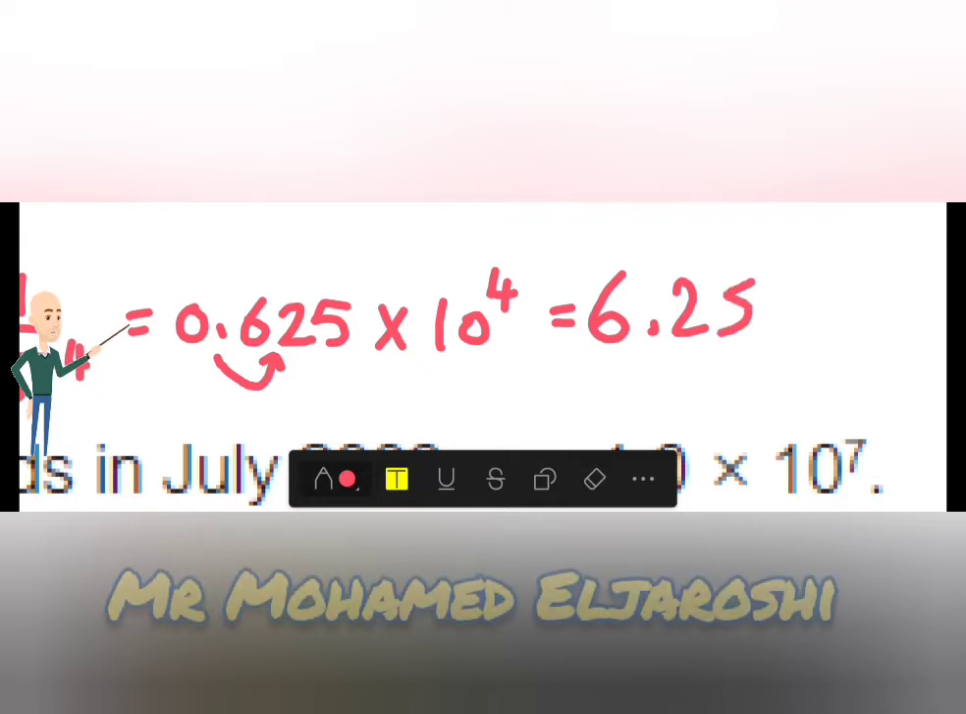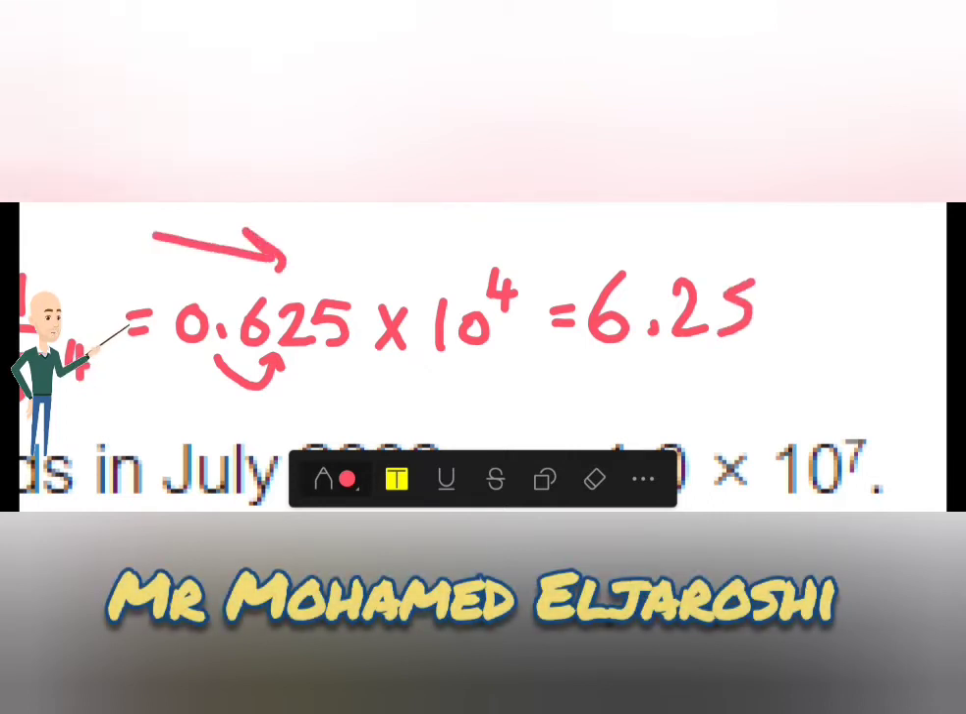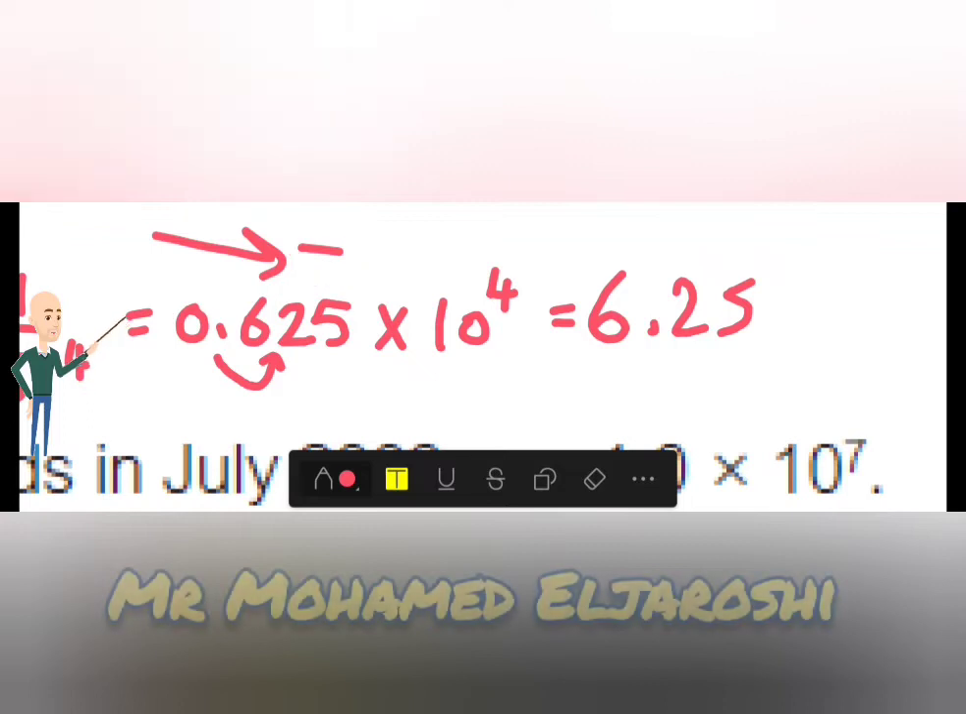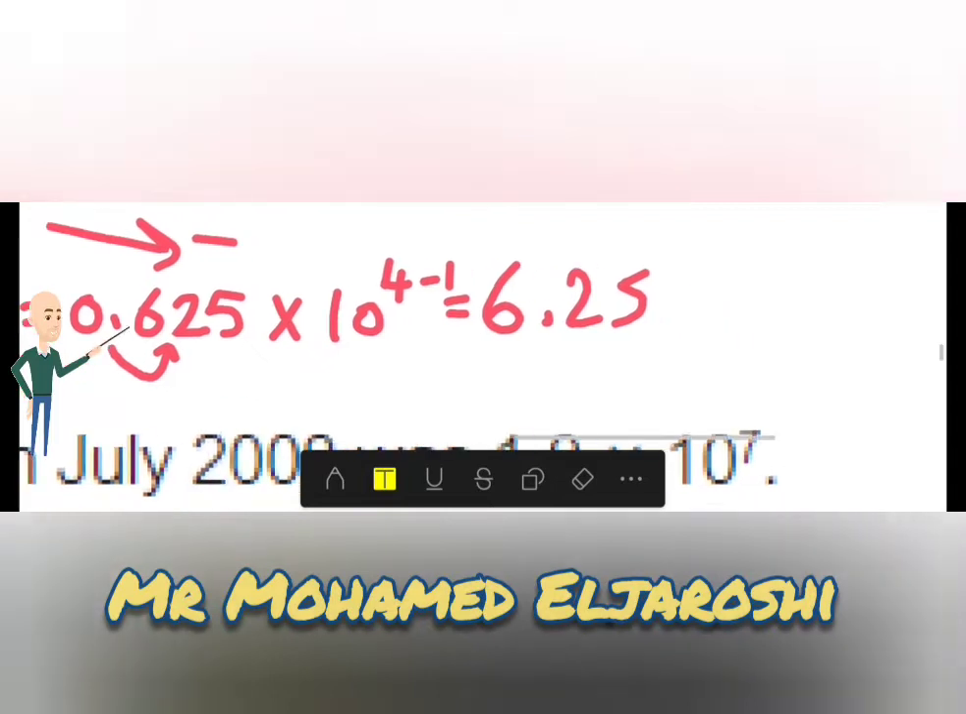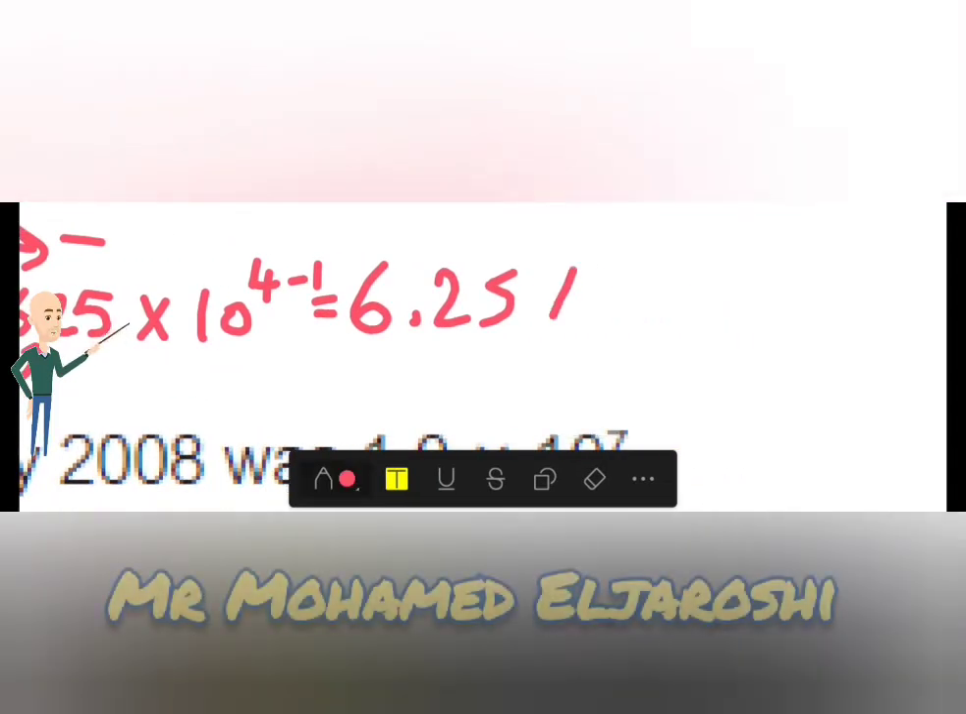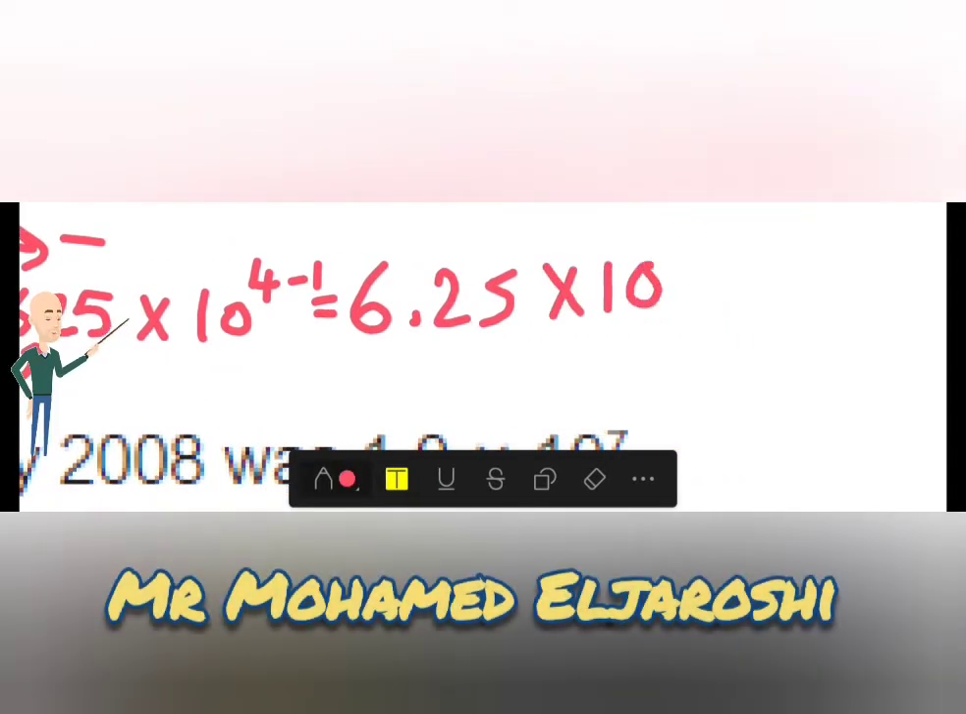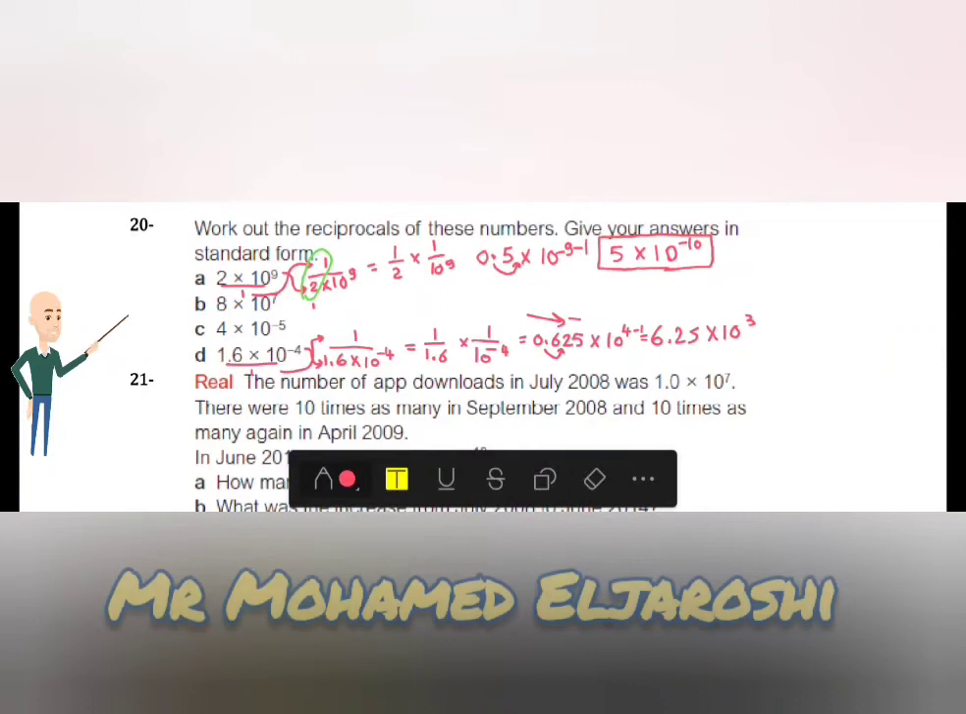6.25. Now, I moved to the negative side. So how many times? One time. So I'm going to put negative 1 here. So it's going to be 4 minus 1, and the answer will be 3. So it's going to be 6.25 multiplied by 10 power of 3. And this is the standard form of this question, or the reciprocal of this number. And this is how you answer a question like this. I hope you understood the idea.